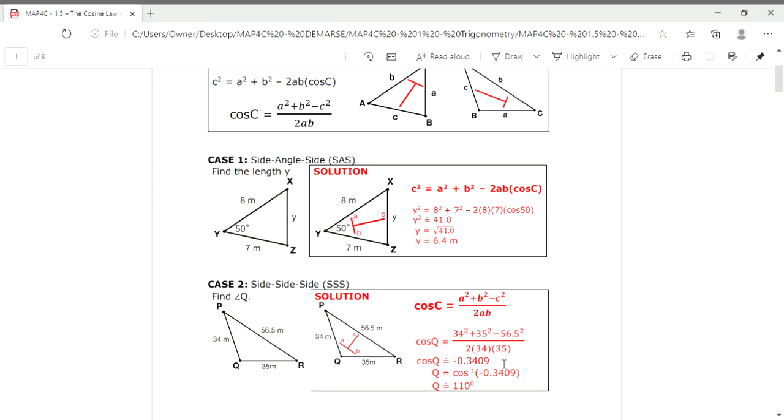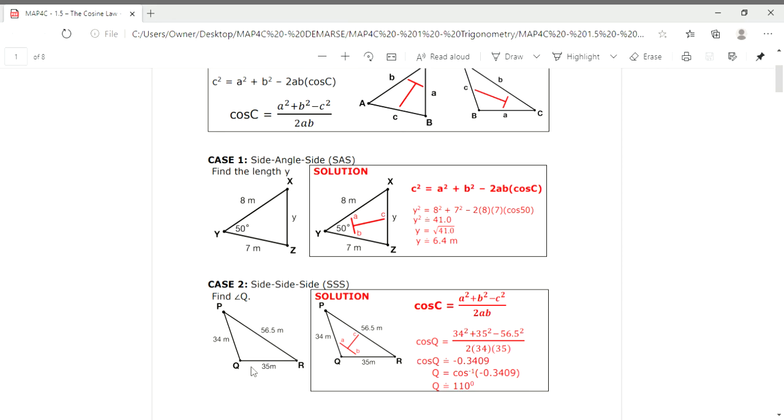We're asked to find angle Q itself. So our final step, what is the opposite of taking the cos of Q? Well, the opposite of cos is the cos inverse. So on a calculator, let's take the cos inverse of negative 0.3409, and doing so should give us a value of 110 degrees, approximately. The angle Q, found using cosine law, is 110 degrees.